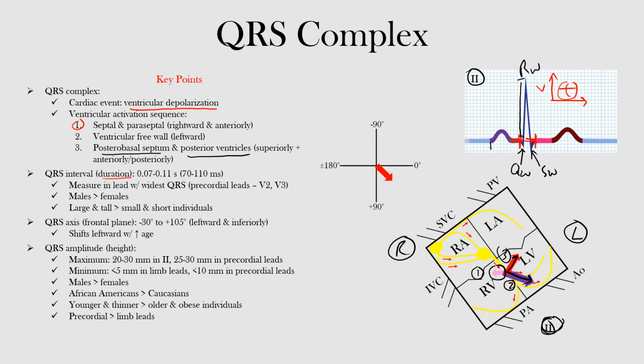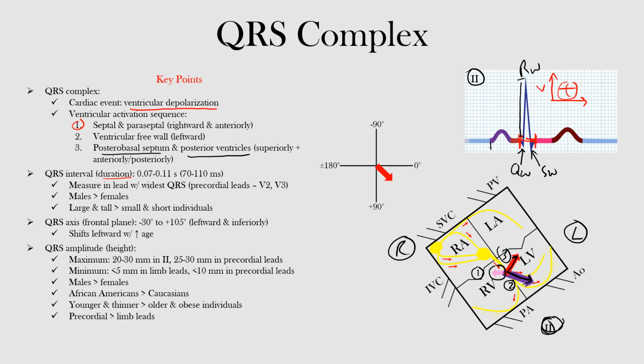And just like the PR interval, you want to measure the QRS interval in the lead with the widest QRS complexes. This is because the initial or terminal vectors may be perpendicular to the lead in some axis, which may result in an isoelectric segment and falsely narrow the QRS complex. So the widest QRS complexes are usually in the precordial leads, especially leads V2 and V3. All right, so that's where you should measure them.